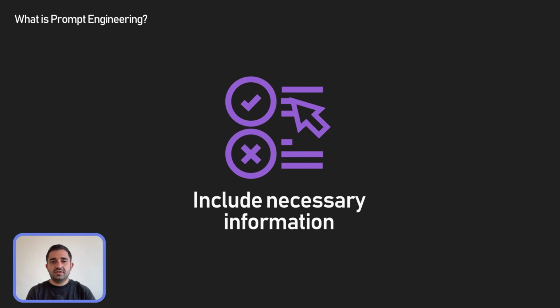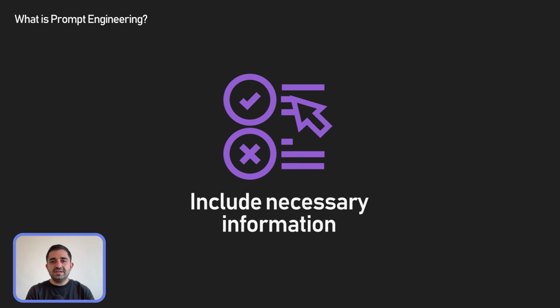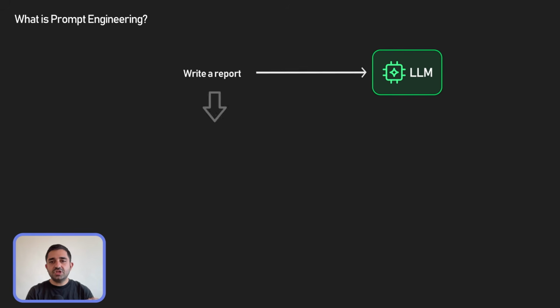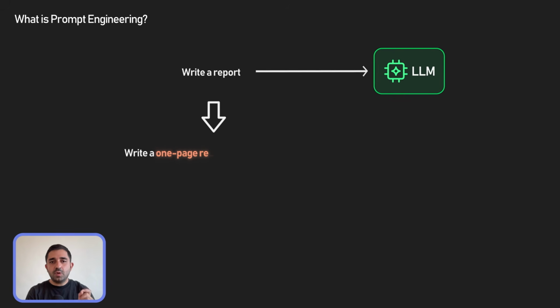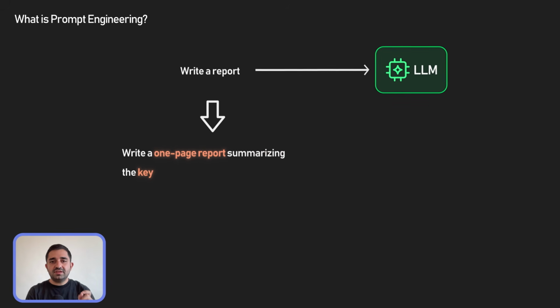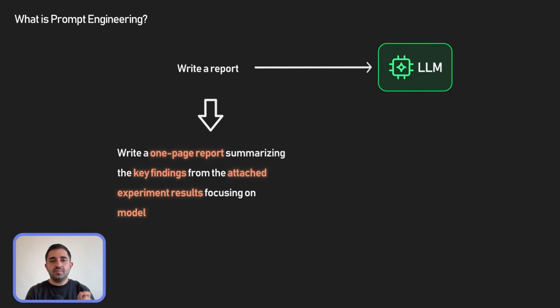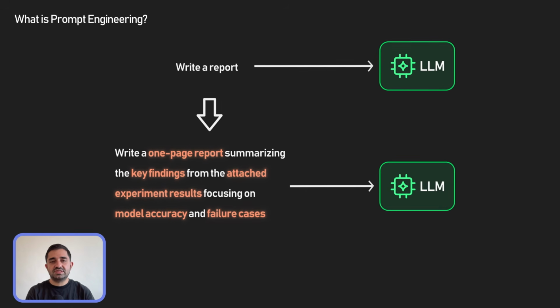4. Include necessary information. Adjust the prompt length to strike a balance. Be concise, but detailed enough for the model to understand the task clearly. For example, instead of saying, "Write a report," provide essential context like, "Write a 1-page report summarizing the key findings from the attached experiment results, focusing on model accuracy and failure cases."